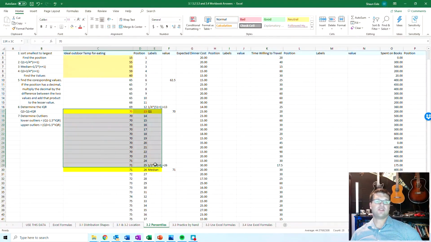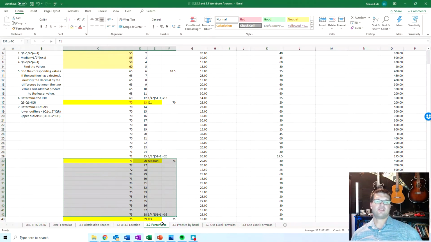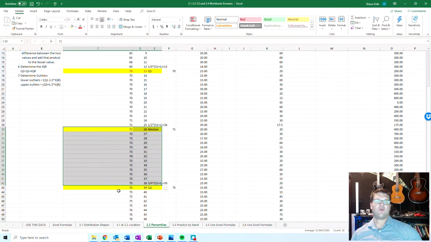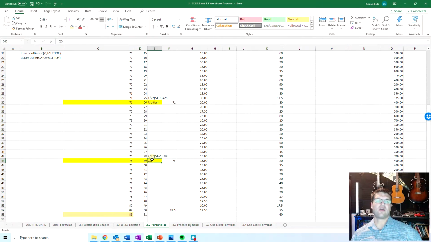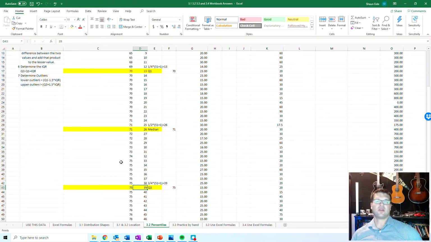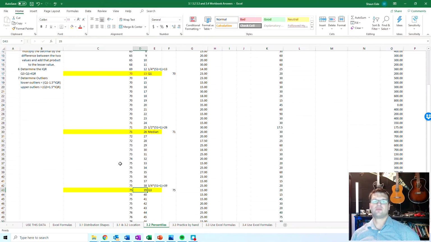I would say that this is Q2, and then I would put this all as Q3, and really just use your common sense and look at where the actual values are. That way you can be a little bit more intentional with what you're doing.